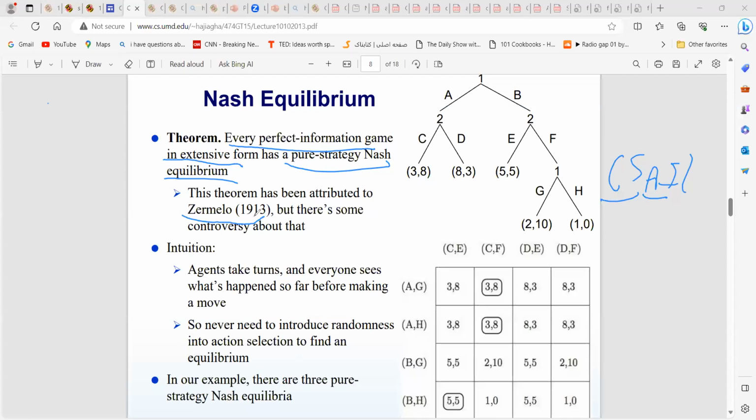And here you can actually see that. So in this game, for example, there are three pure strategy Nash equilibria. We will talk more about it, but this one so far is just intuition.